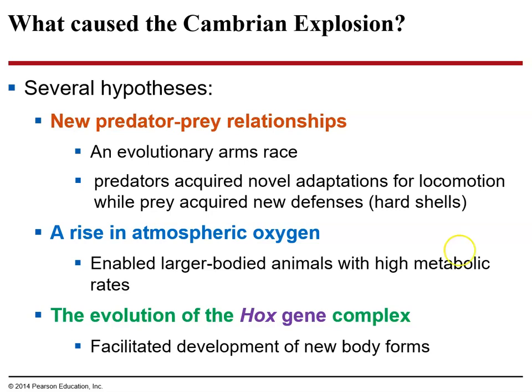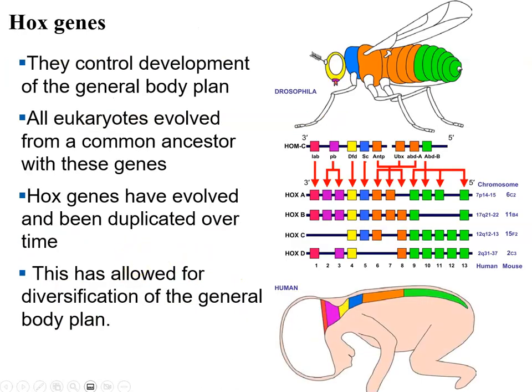facilitated the development of new body forms. And this is a really fascinating idea. We're going to take a closer look at that. That these animals, the bilaterians that is, have a general body plan controlled by certain genes, this group of Hox genes. And they got this from their single common ancestor that had those same genes.